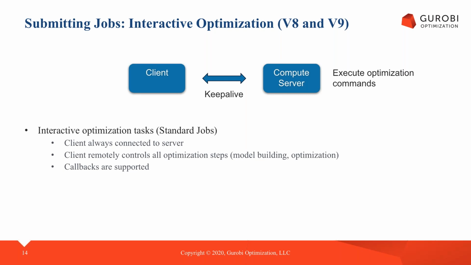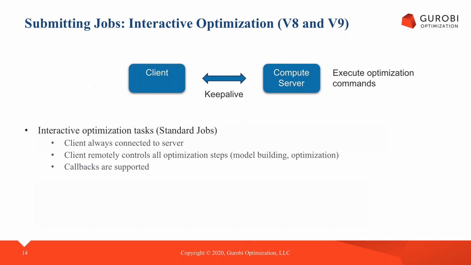There can be some intermediate network problems, but there is a keep alive going on between the client and the compute server to make sure that the connection is still there. If the client dies, then the job running on the compute server will also terminate. This was supported in V8 and is still supported in V9, and that's a major way of using the cluster manager.